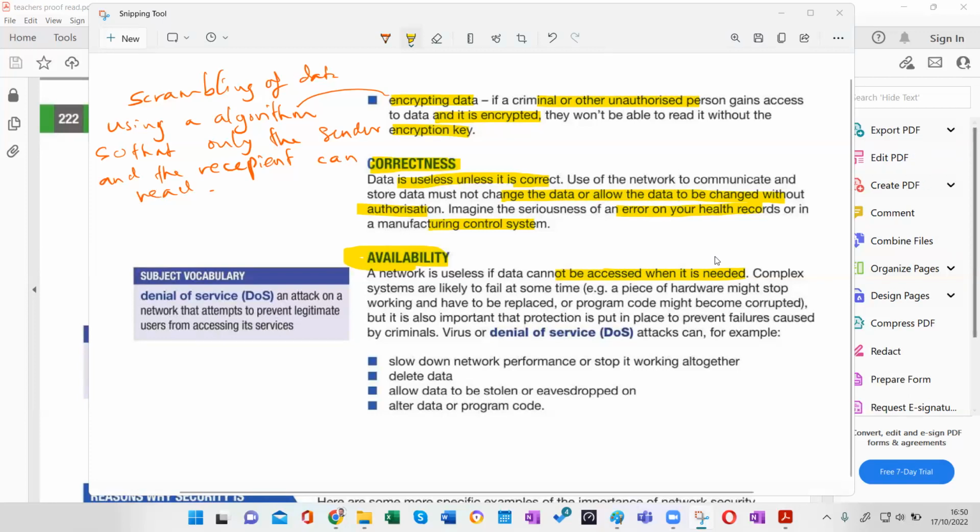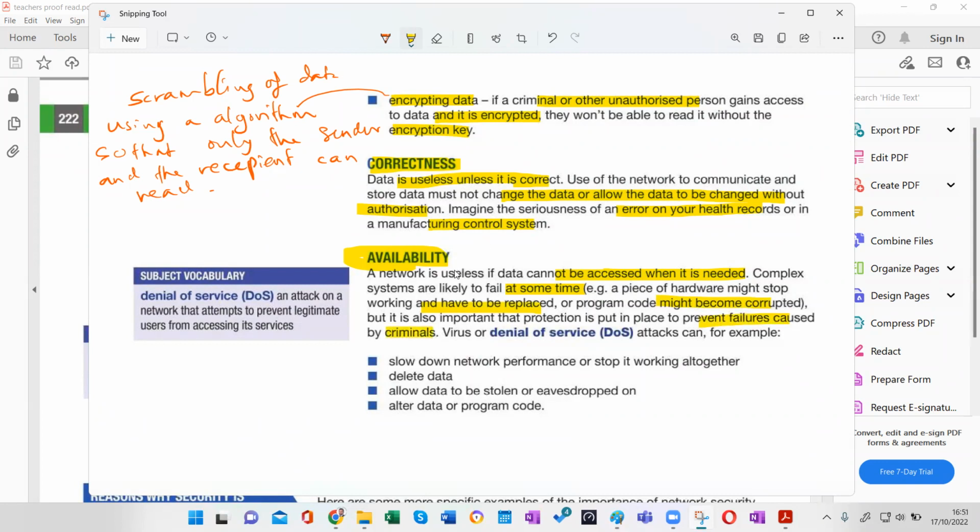You want instant access to data at the right time. Complex systems are likely to fail at some time. A piece of hardware might stop working suddenly and you won't be able to access data. Program code might become corrupted. But it is also important that protection is put in place to prevent failures caused by criminals.